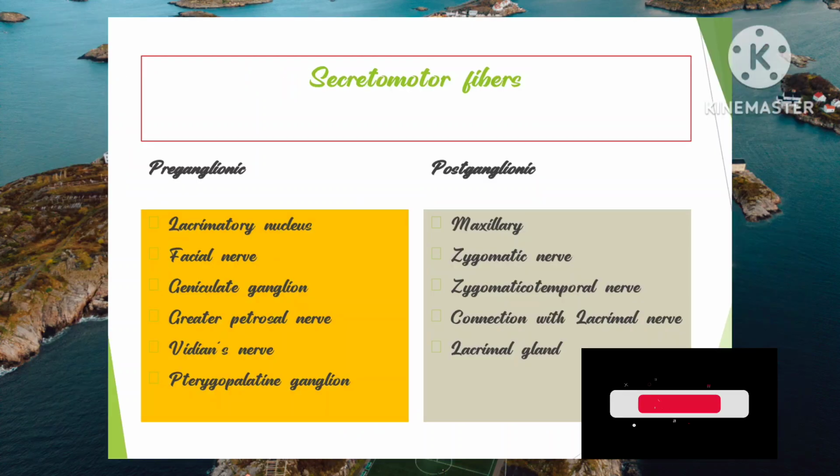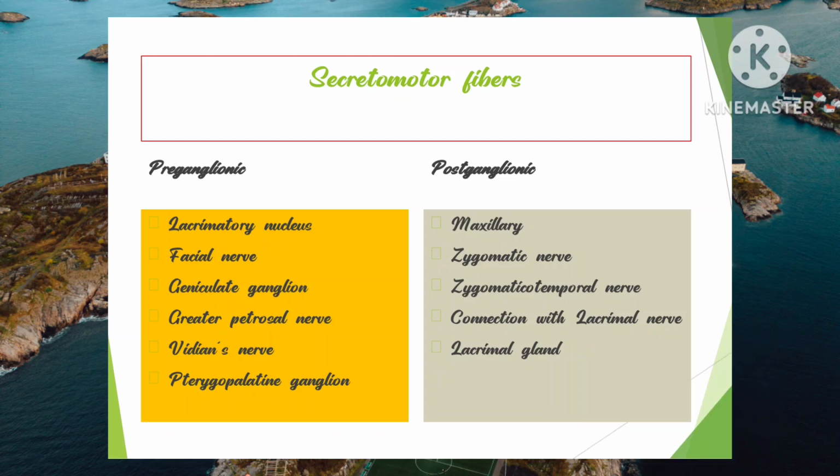Next, the secretomotor pathway of the lacrimal gland, which is divided into two: the preganglionic and postganglionic fibers. The preganglionic fibers: lacrimatory nucleus, facial nerve, geniculate ganglion, greater petrosal nerve, Vidian's nerve, pterygopalatine ganglion. The postganglionic fibers include the maxillary nerve, zygomatic nerve, zygomaticotemporal nerve, which connects with the lacrimal nerve of the ophthalmic division of the trigeminal and relates to the lacrimal gland.